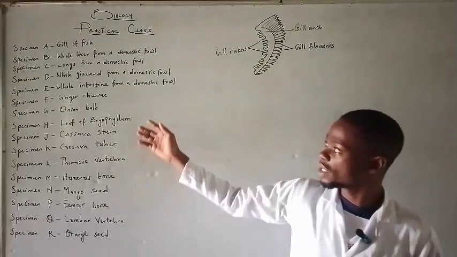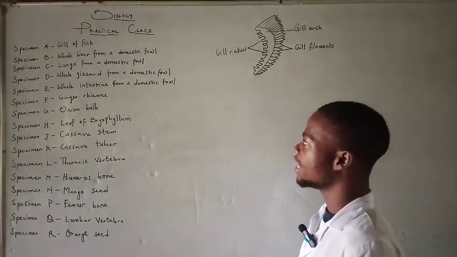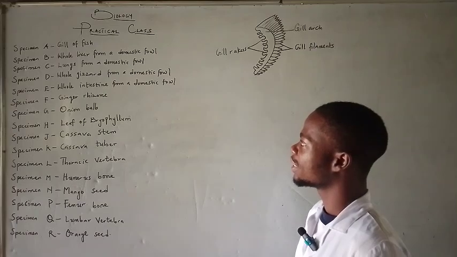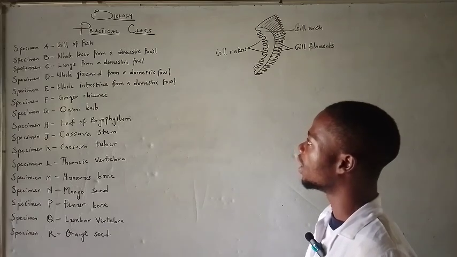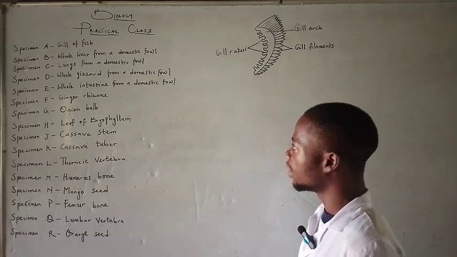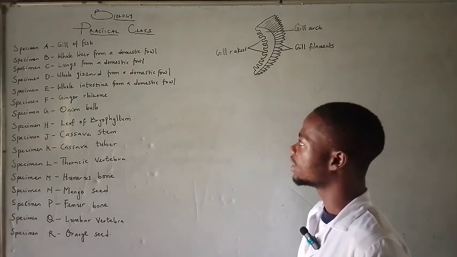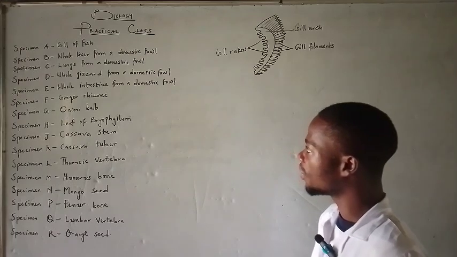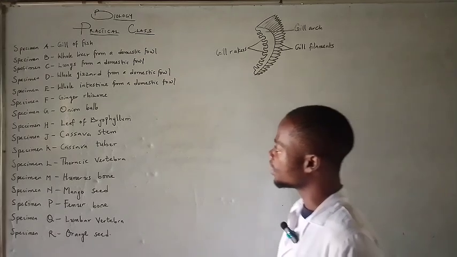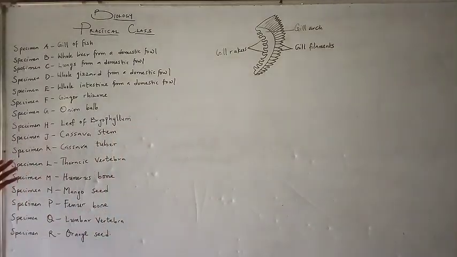So these are the specimens that we are told to prepare. We have specimen A, gill of a fish. Specimen B, whole liver from a domestic fowl. Specimen C, lungs from a domestic fowl. Specimen D, whole gizzard from a domestic fowl. Specimen E, whole liver from a domestic fowl. Specimen F, ginger rhizome. Specimen G, onion bulb.